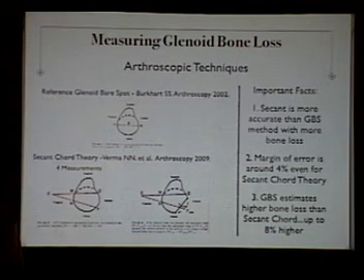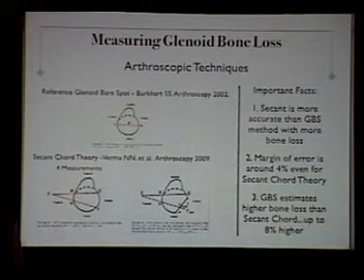The bottom line, and probably the most important take-home message, is that the margin of error is still relatively high, up to 4 percentage points, even with the secant chord theory, which is supposed to be more accurate than just measuring the central bare area. If you use Dr. Burkhardt's technique, you will tend to underestimate the amount of bone loss. I'm sorry, overestimate the amount of bone loss.